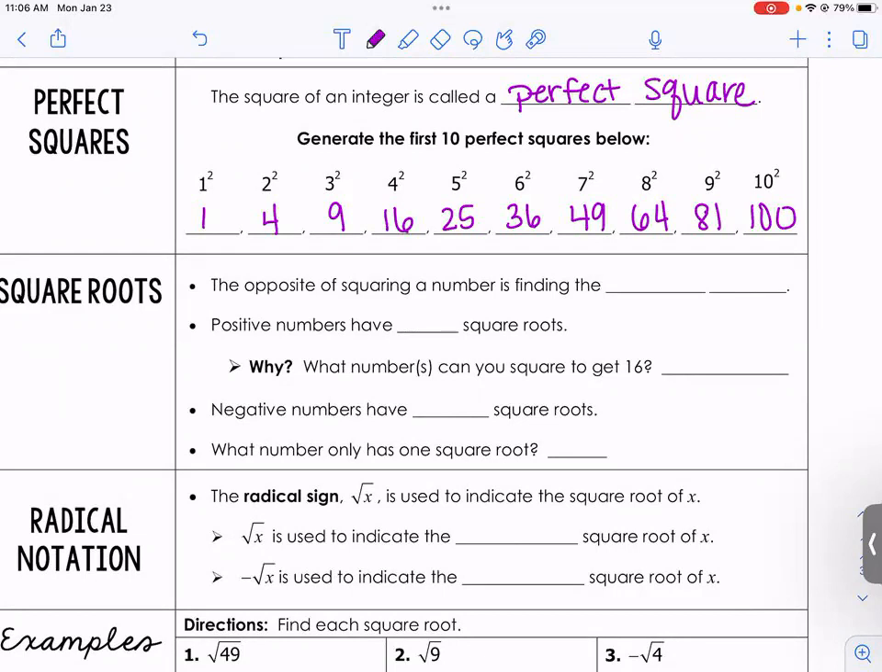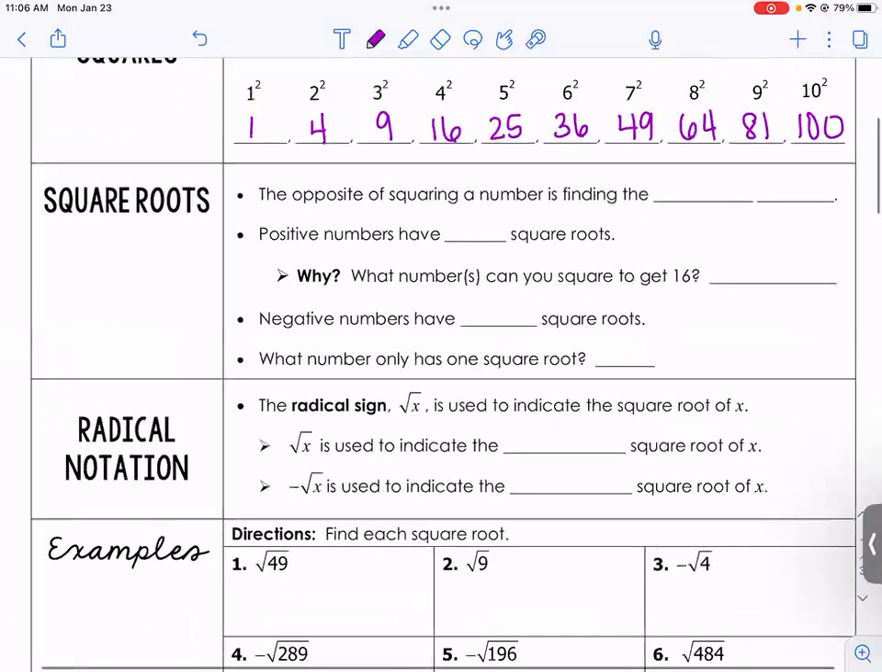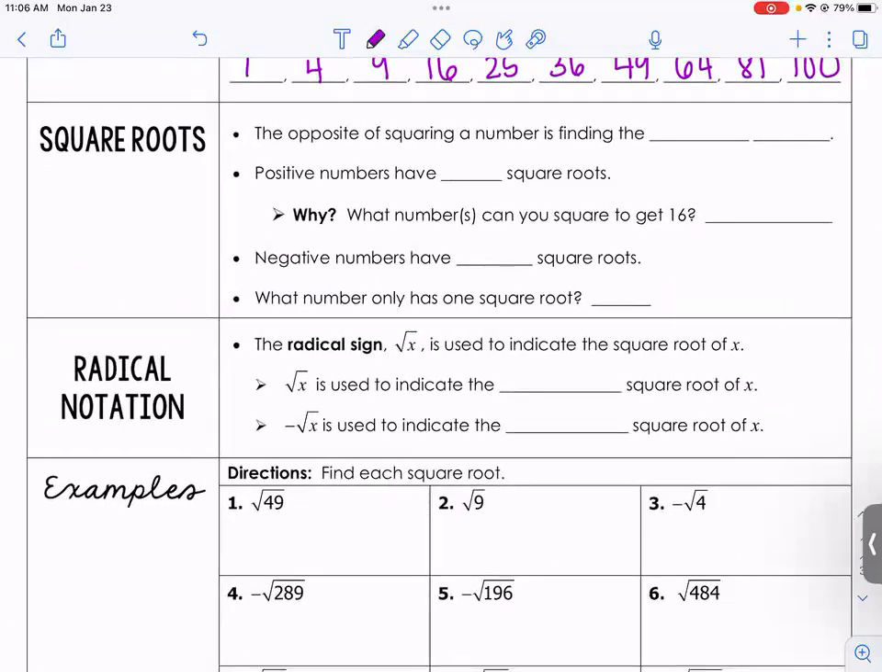Okay? Now, why am I making you have an entire list of perfect squares? Because we're gonna work on square roots. Okay, raise your hand if you've heard of a square root. Good, good. The opposite of squaring a number is finding the square root.